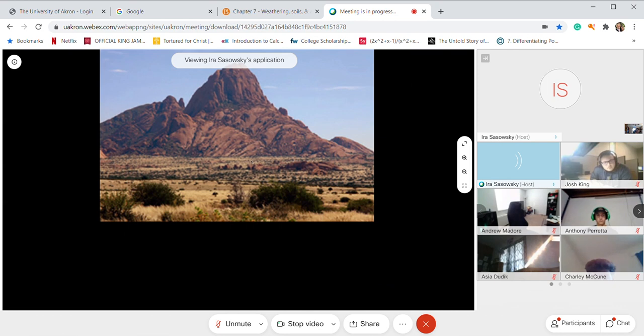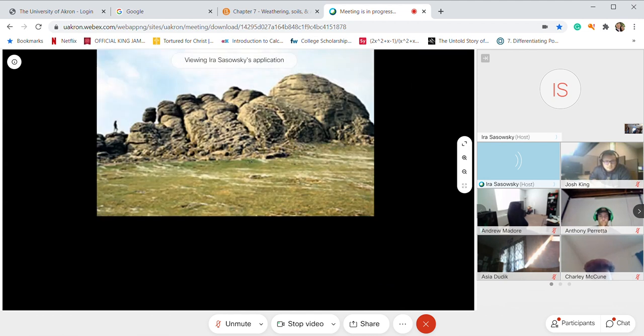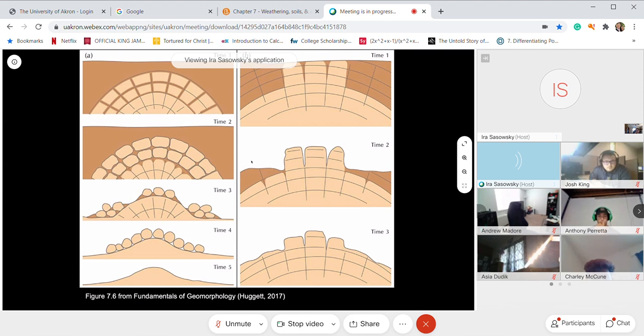This is an example of a pointed dome. This is a granite bornhardt in Namibia. They're not always pointed. Here's an example from Brazil where differential weathering has caused these residual mounds to be left. A little bit smaller example, person there on the left. This would be called a tor. It's made out of granite.